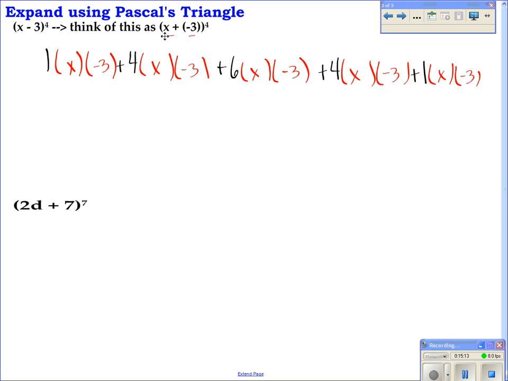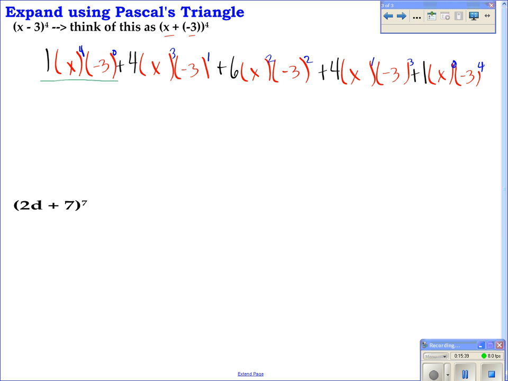And then I do the exponents. So on the x, am I going to start with 4 or 0? Okay, so I'll do all of these first. 4, 3, 2, 1, 0. And then this one starts at 0, 1, 2, 3, and 4. Now we just simplify each of those 5 terms.